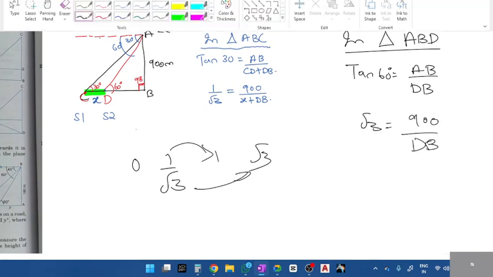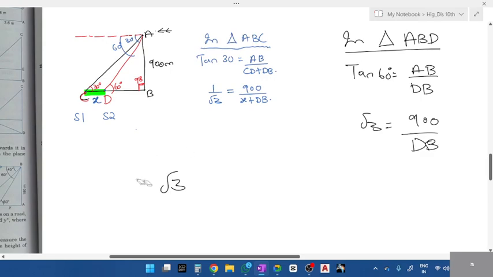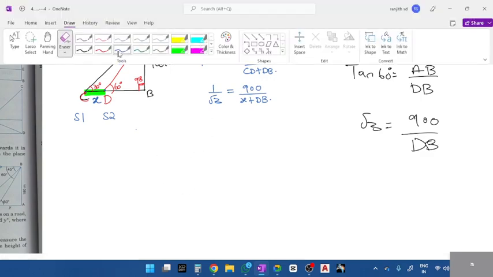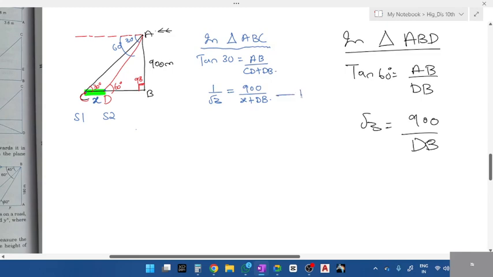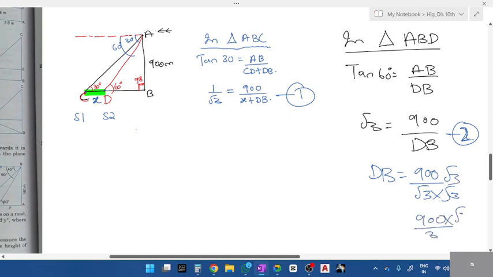Tell me in which of these two equations, students? This is equation 1, equation 2. Only one value is missing. In which equation? Second one. So DB is equals to 900 divided by, factorize this, root 3 into root 3. 900 divided by 3 into root 3. So what do you get DB as?